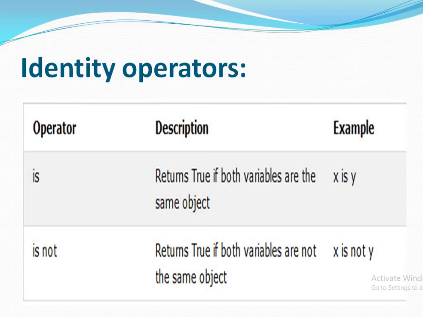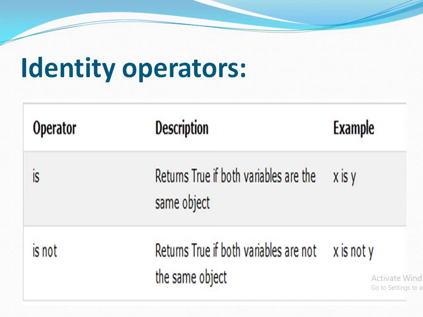Now what happened? The operators are is and is not. It will return true if both variables refer to the same object. Is not will return true if both variables are not from the same object. We have not discussed the concept of object here, so I am not going to discuss the identity operators in detail.